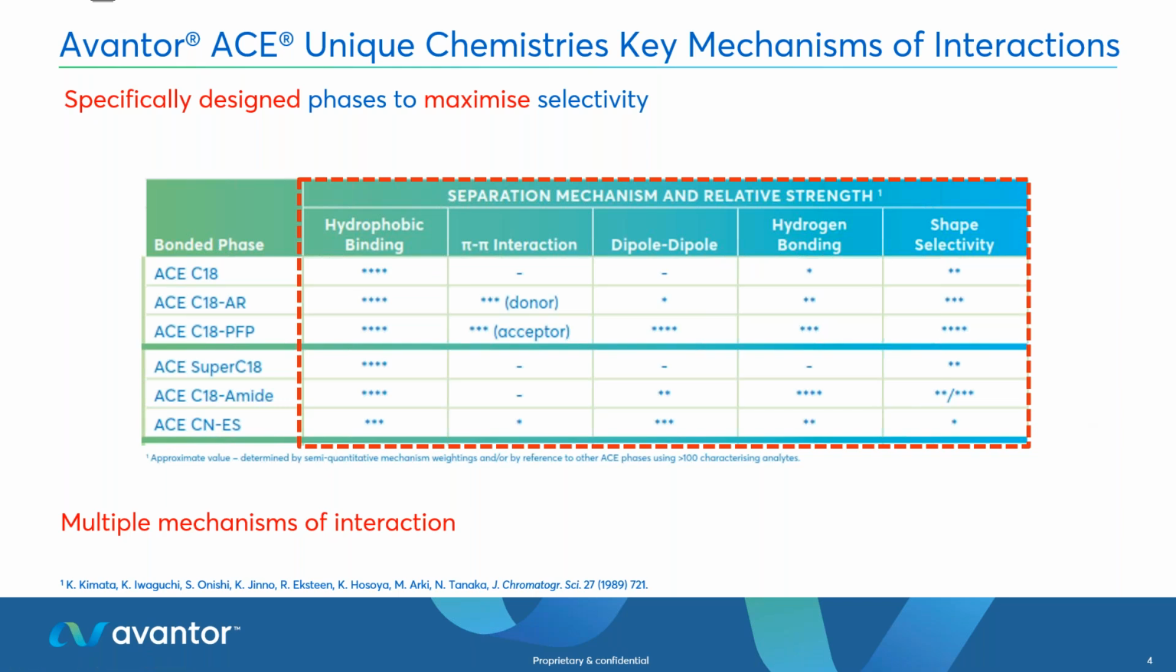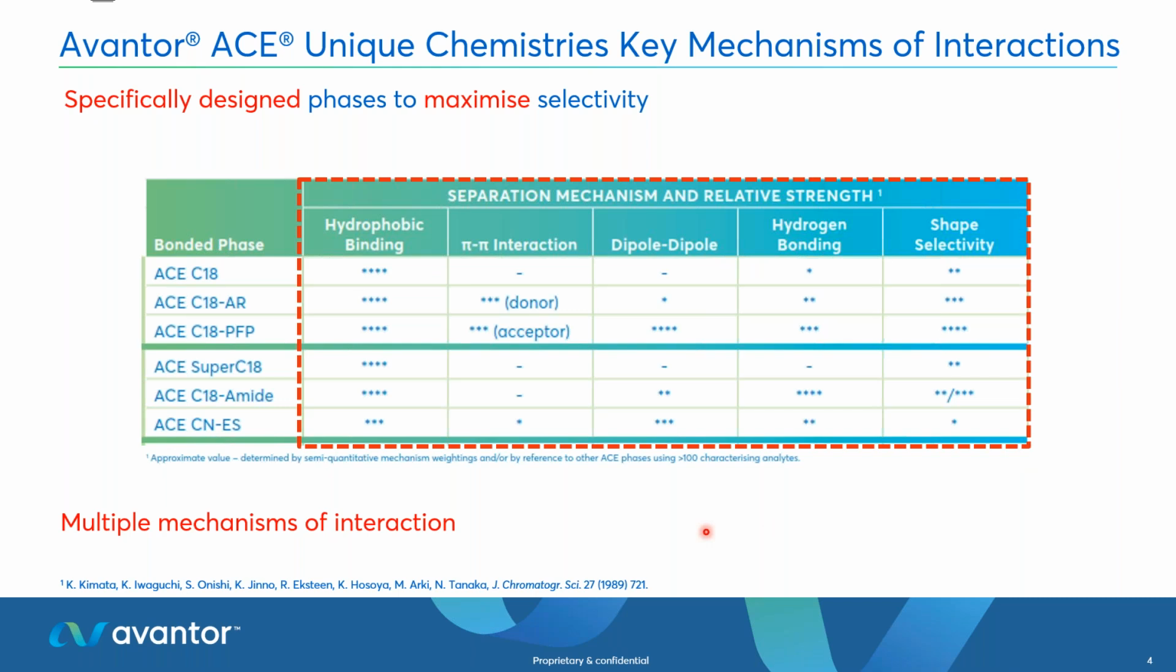If I can just bring up a pointer. Heavy weighting on the hydrophobicity. You've got some strong pi-pi interactions when you have aromatic stationary phases. This PFP and the cyano have got strong dipoles. And then you've got really quite a range of different shape selectivity, based on how that stationary phase interacts and how the analyte can fit within the stationary phase in terms of hindrance.